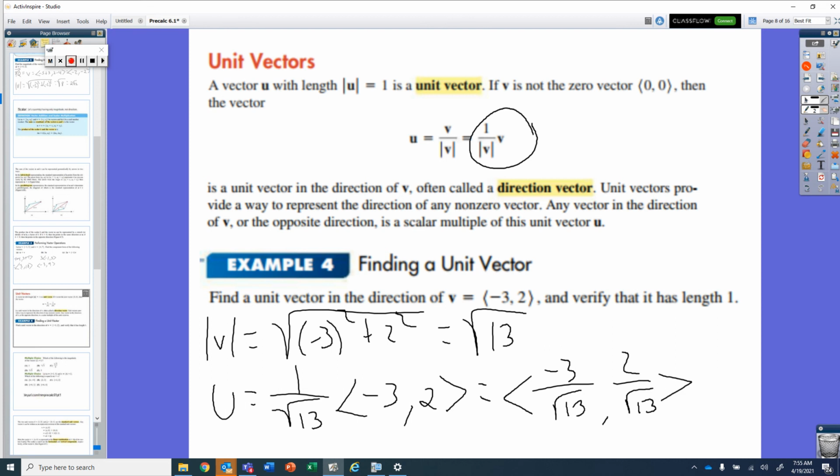So once again, let me reiterate. What this means is that this is a vector in the same direction as -3, 2 that has a length of 1 instead of a length or a size or a magnitude of the square root of 13.